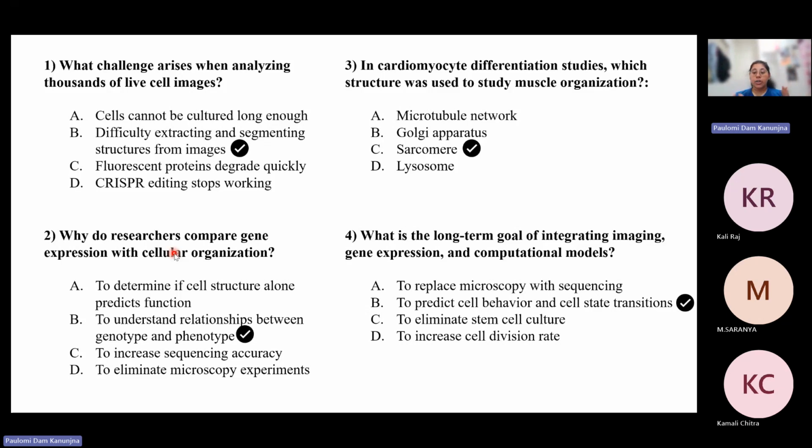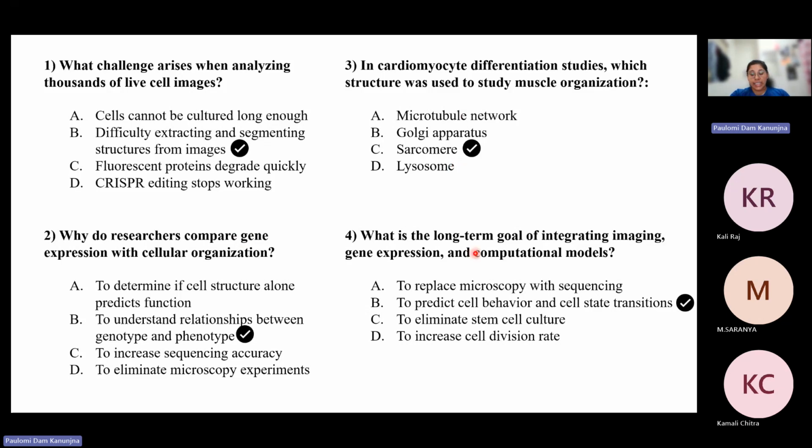How does it lead to the changes in the structure, organization? So we have to look at the genotype and the phenotype relation. That's why we start by comparing gene expression, right? If you're doing cardiomyocyte, you go for sarcomere, which is the contractile unit in case of cardiac muscle cells.